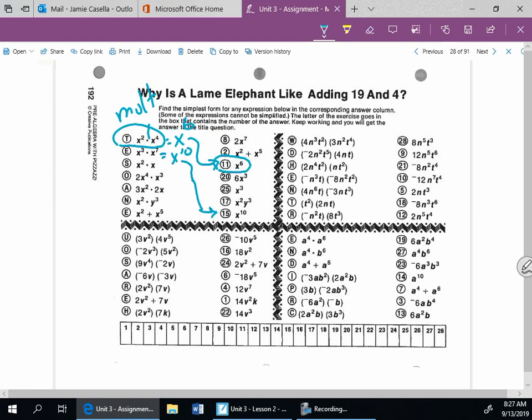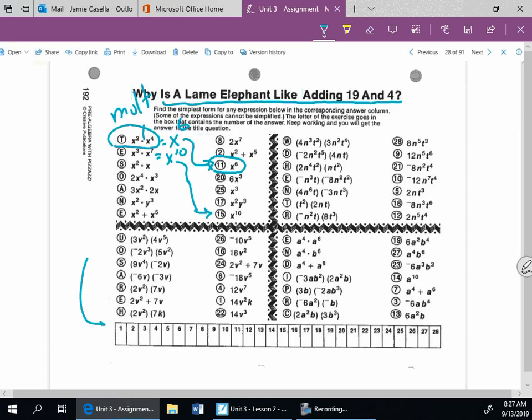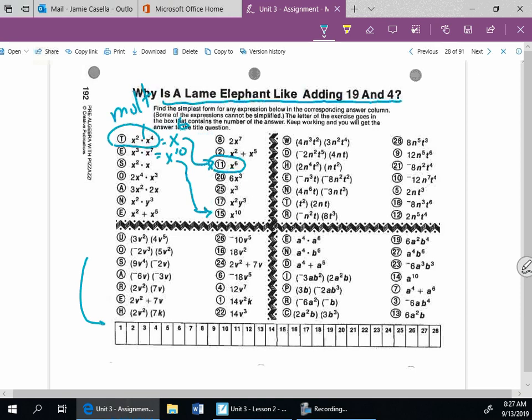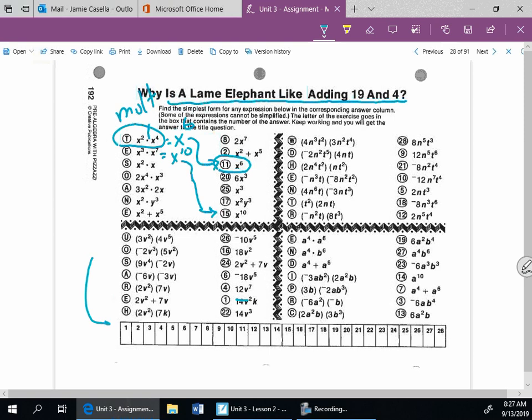When you're done, the thing at the bottom is going to answer this question: Why is a lame elephant like adding 19 and 4? And it's going to be a really silly joke, okay? That's what's going to happen down here at the bottom. Some sort of really silly joke. It won't let me write in the bottom for some reason, so just to put up, this would be the letter T down here. And E would be in box 15, so there'd be an E in that box there.